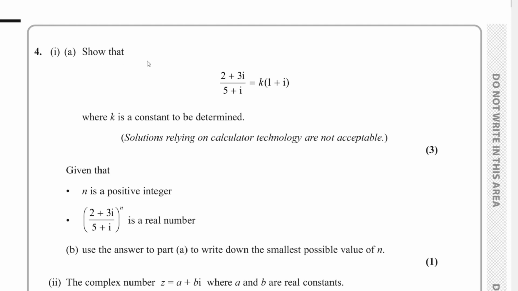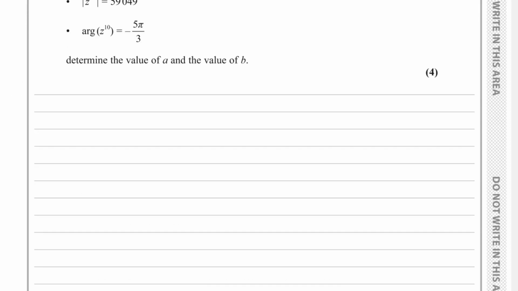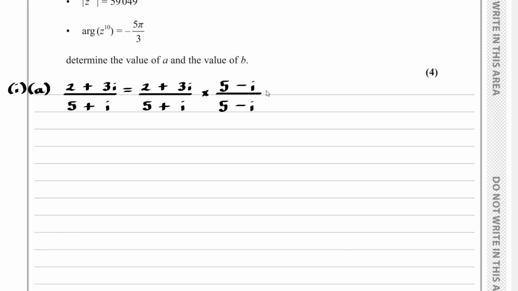For part A, we have to show that 2 plus 3i over 5 plus i is equal to k multiplied by 1 plus i, where k is a constant to be determined. To begin with, we have the 2 plus 3i over the 5 plus i. And what we can do is essentially rationalize the denominator. What we mean by this is we have to multiply both the numerator and the denominator by the complex conjugate of 5 plus i. We have to multiply both the numerator and the denominator by 5 subtract i, as we see here.